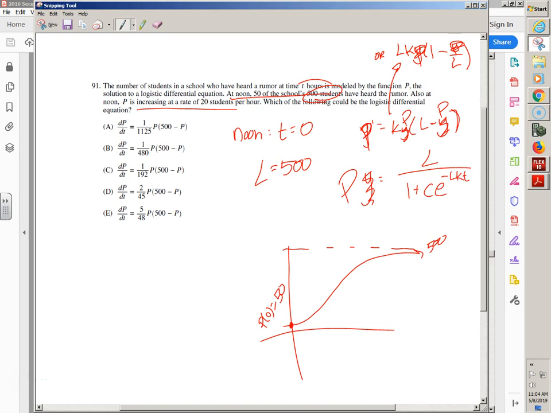And they're looking for the differential equation. So we can go ahead and plug in P prime is equal to Kp times L is 500 minus P. But then we need K. We could go ahead and say P is increasing at a rate of 20 students per hour, so we could set P prime equal to 20. That's what the rate would need to be.